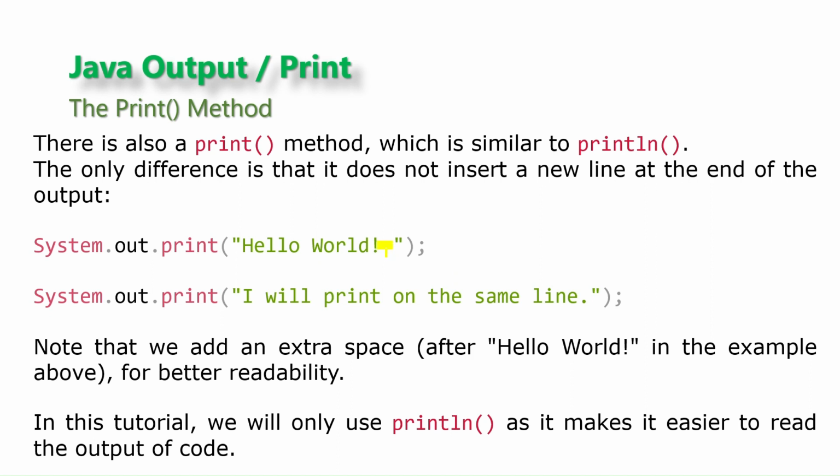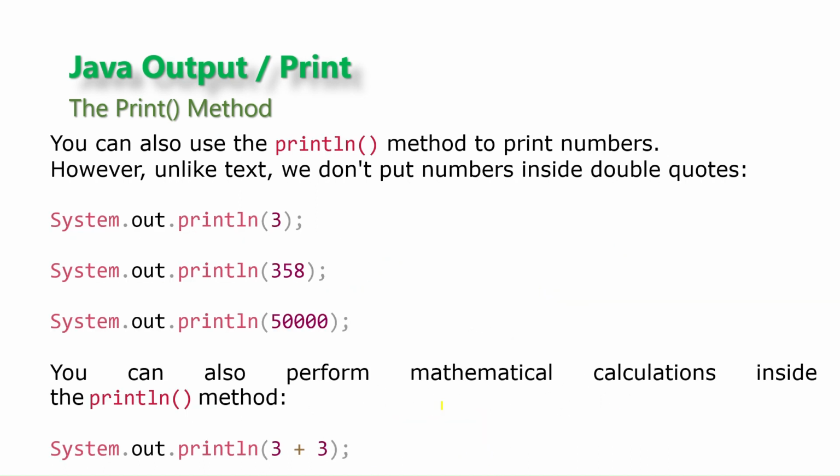Note that we added an extra space after the word, for better readability. While we use the print method, the words would combine together, so we have to give a space here. When it produces a space, then I will be printed on the same line. In this way it will be printed on the output screen. Note that we add an extra space. This is over, and in this tutorial we will only use println as it makes it easier to read the output. And you can also use the println method to print numbers.